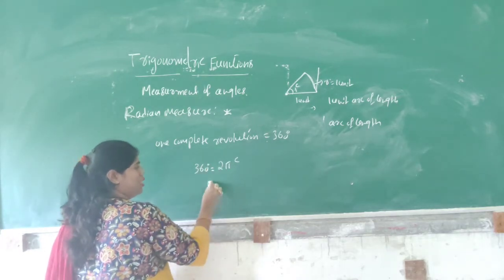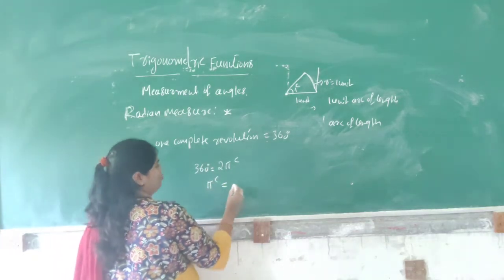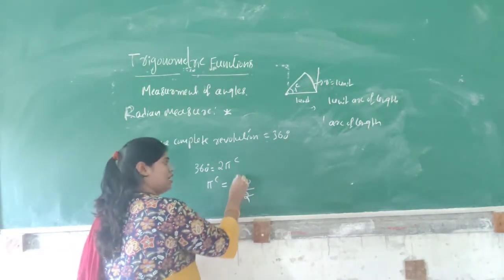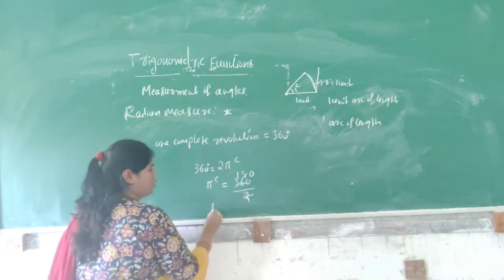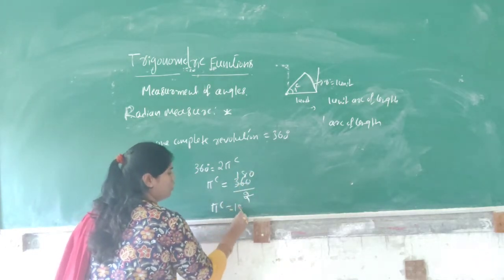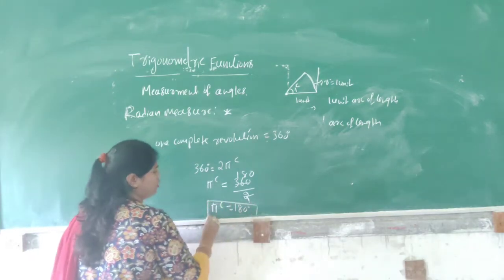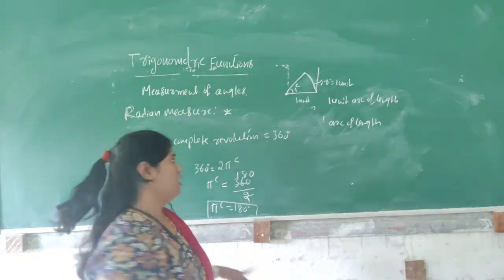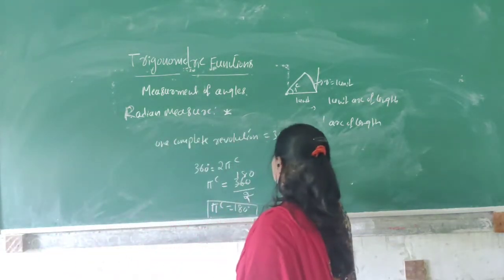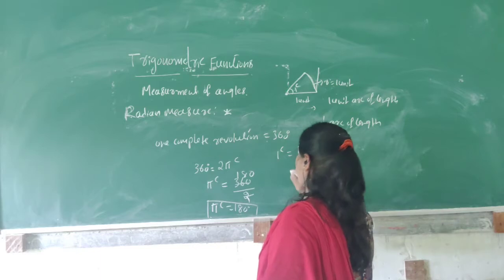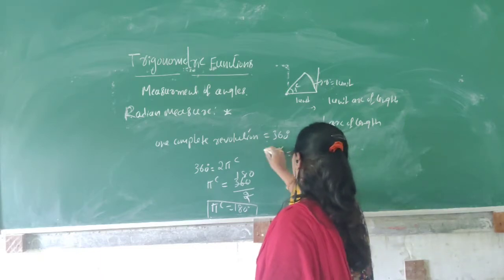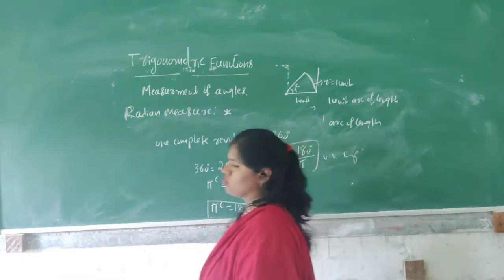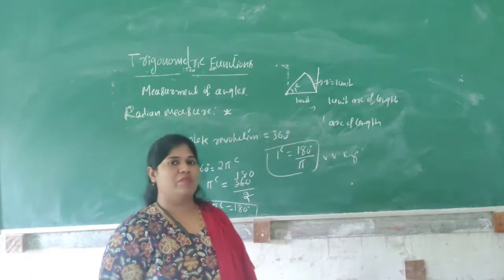So what is pi? Pi radians is equal to 360 divided by 2. So pi radian is equal to 180 degrees. Very important. Then what? Pi radian is equal to 180 degrees. What would be this 1 radian? 1 radian is equal to 180 divided by pi. Very important. Okay. So 1 radian is equal to 180 degrees divided by pi.